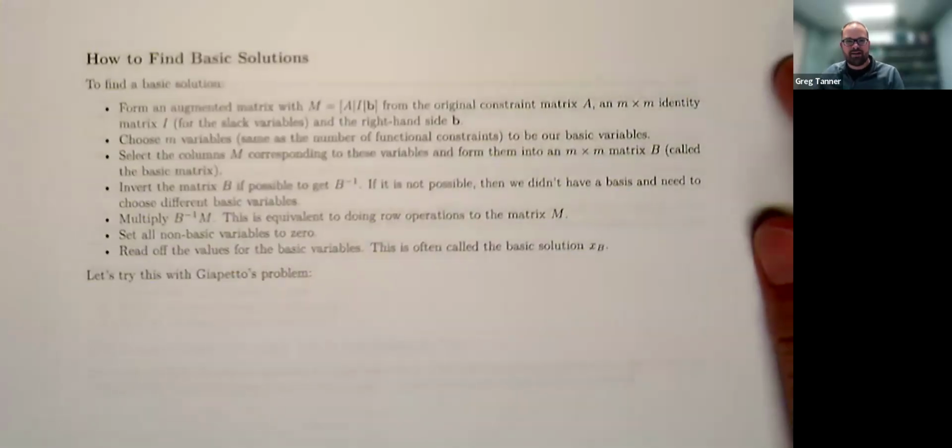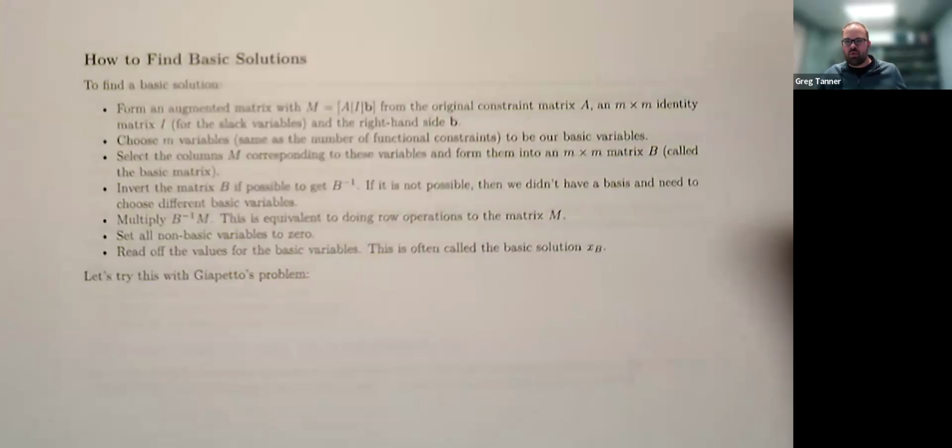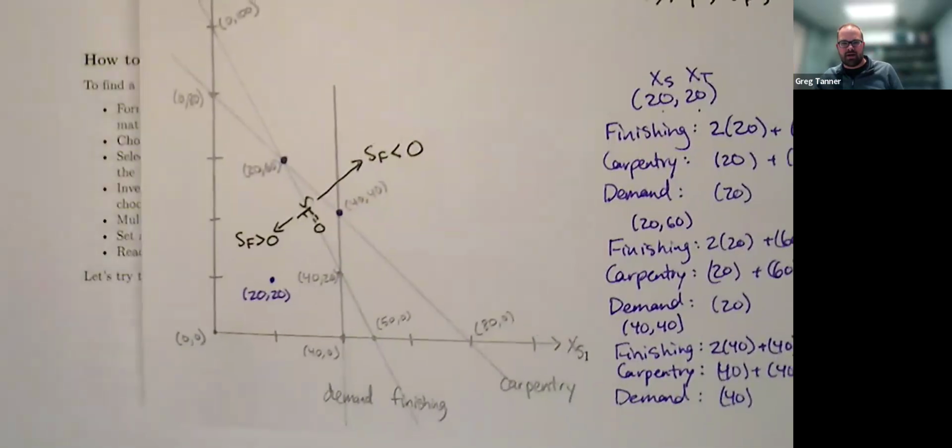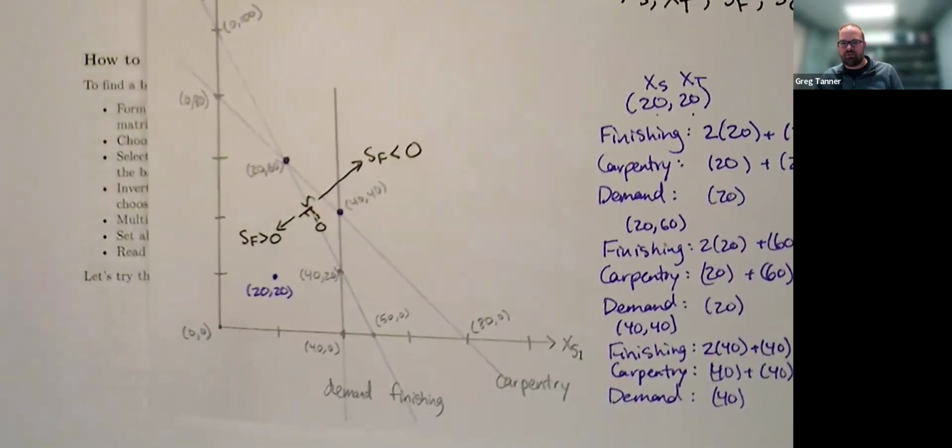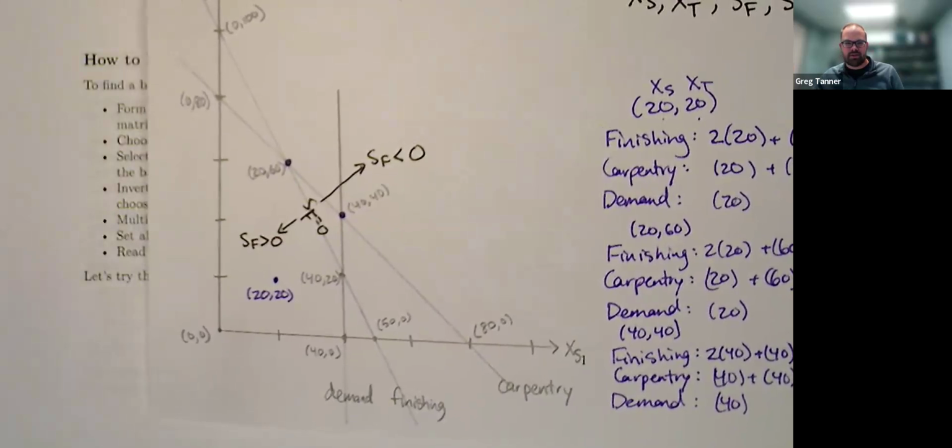Okay, welcome back. How do we actually find basic solutions? In the last video, we found them sort of geometrically. We said that basic solutions happen at the intersection of the boundaries of constraints.